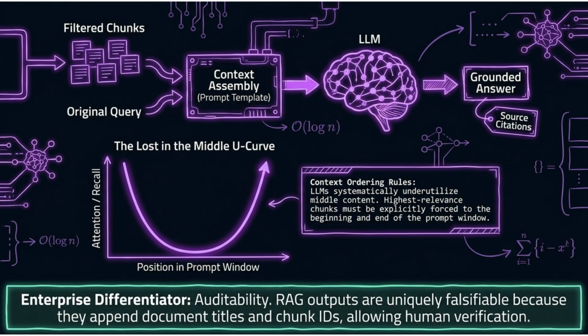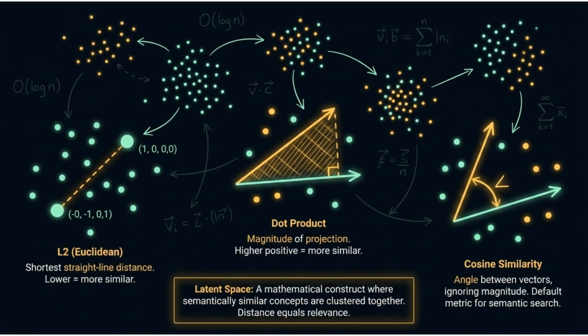Filtered chunks and the original query go into context assembly, which is a prompt template for the LLM. The LLM generates a grounded answer with source citations. RAG outputs are uniquely auditable and falsifiable. Latent space is a mathematical construct where semantically similar concepts are clustered together, and distance equals relevance.